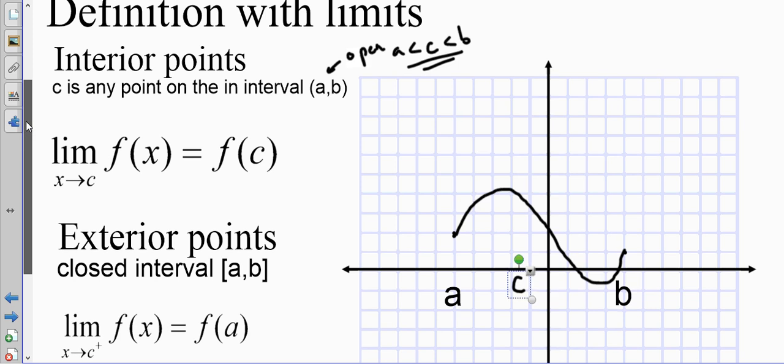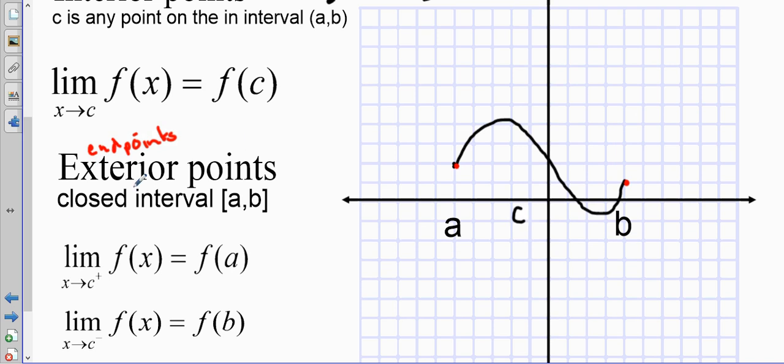Now, the problem is that this is great for interior points right here. However, what about exterior points? Exterior points are what we also refer to as endpoints. Technically, the endpoints of a graph, like in our other one with the square root of x, at A and B do not have limits, because at A there's no left limit, and at B there's no right limit. So are these continuous? The answer is yes, they are continuous.